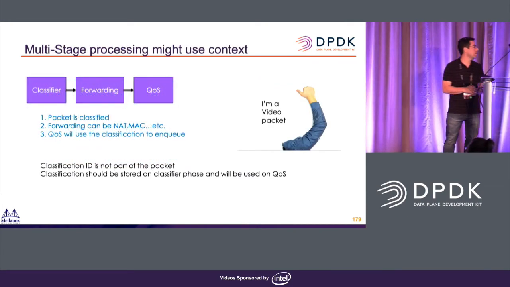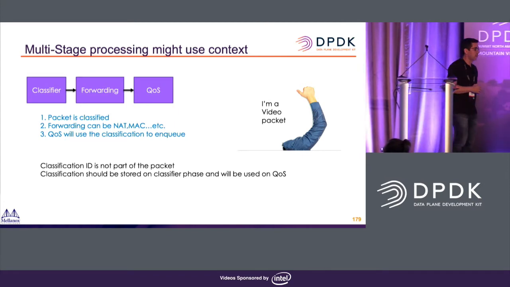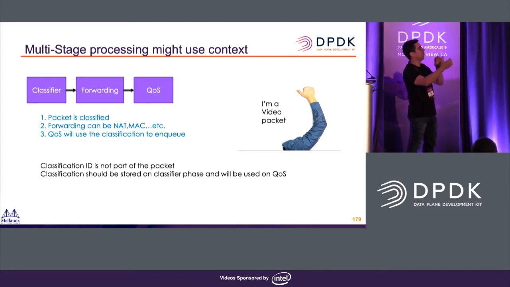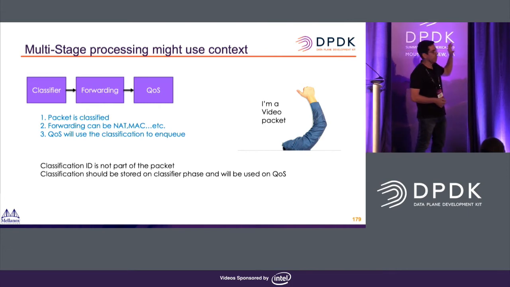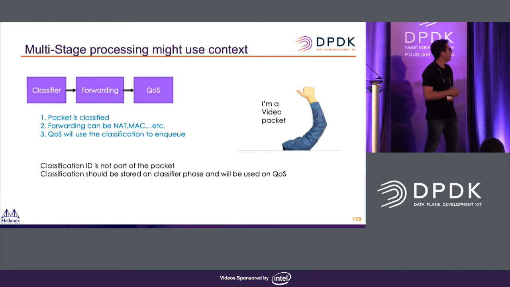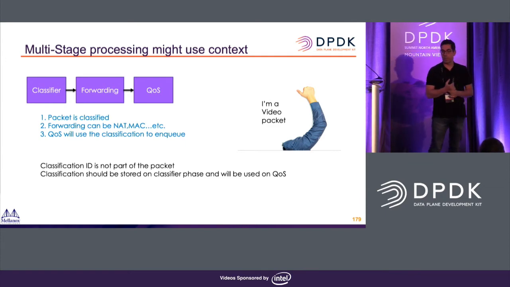Okay, so this is how multi-stage processing can look. We have a few stages of processing. The first one will be the classifier. We match, for example, the 5-tuple, and we set a classification ID to the flow. The next will be forwarding. For example, it will be the underlay. You have to encap with VXLAN or whatever and set the MAC address. And the last one will be quality of service. You want to give a different rate for each application.